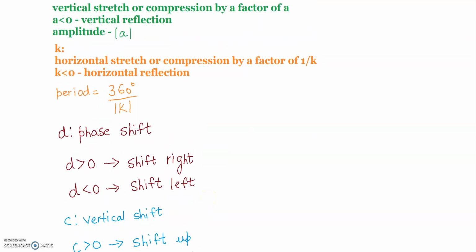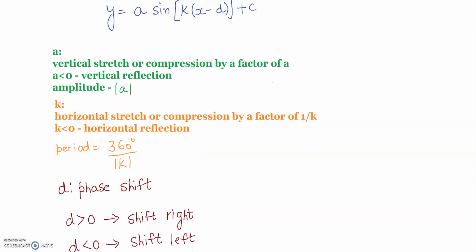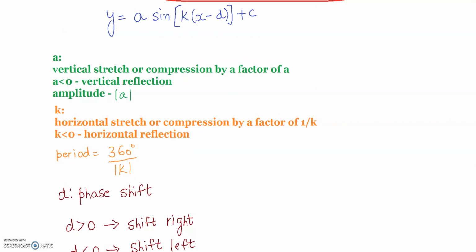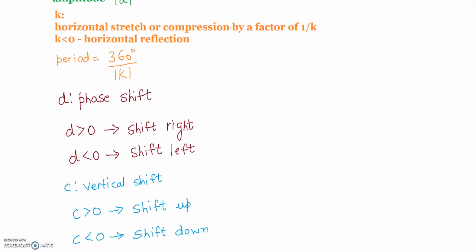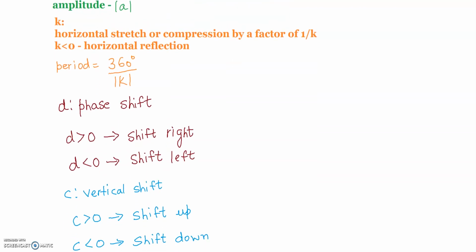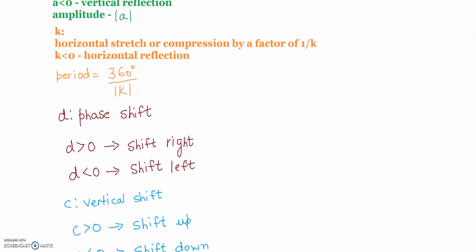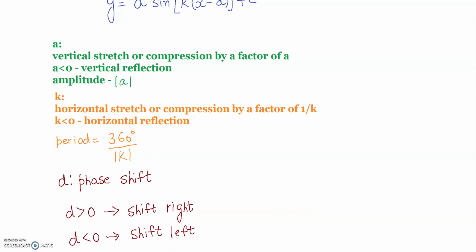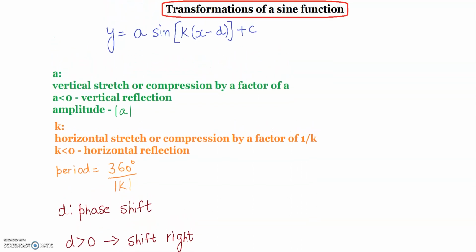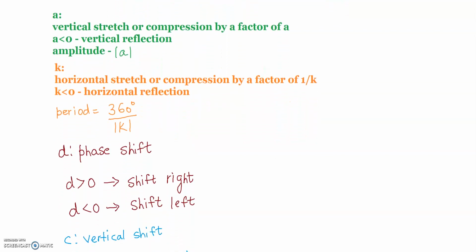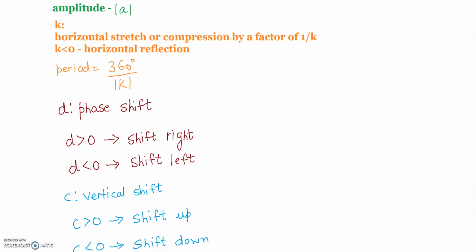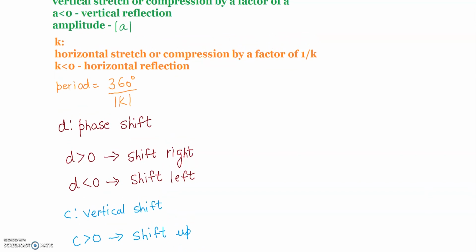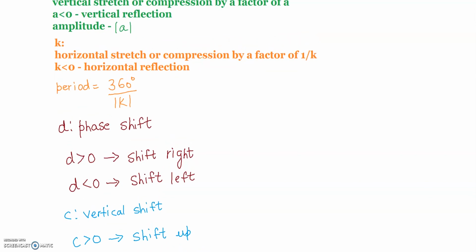And from here, you can tell the value of a and the value of c belong to the value of y. As you can see, it's a vertical shift for c, and for a, it is vertical stretch or compression. And the values of k and d belong to x. That's why d is left or right, and k is horizontal stretch or compression.